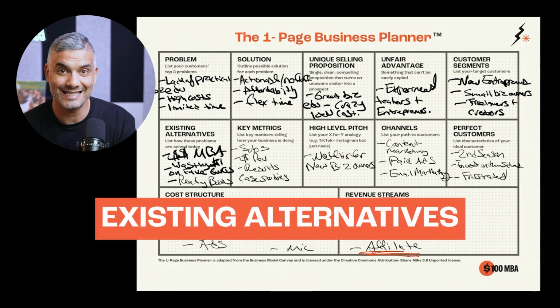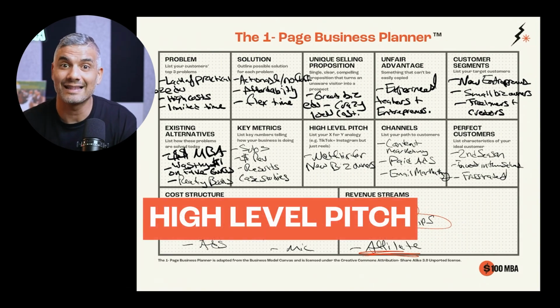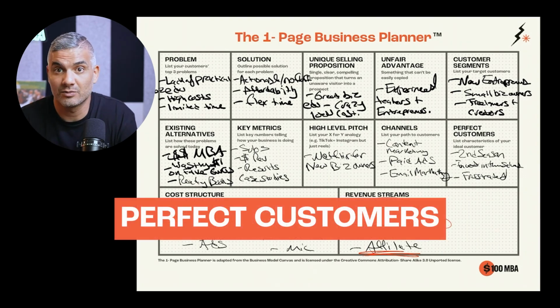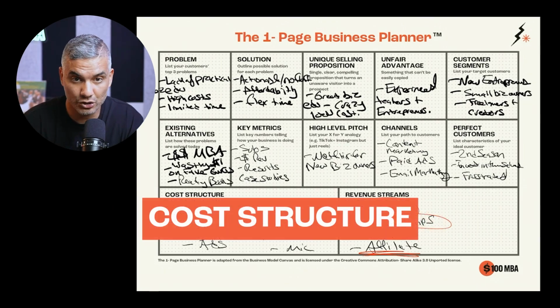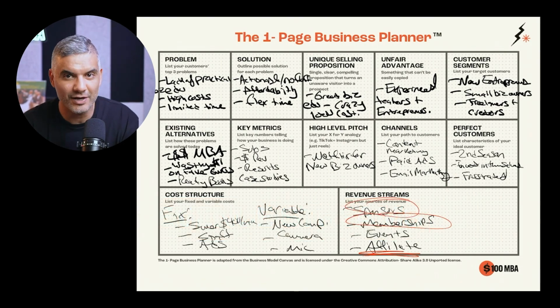Existing alternatives. What are some alternatives that people are looking for right now? Because your solution is going to be the solution instead of these. What are the key metrics you're going to be tracking to know if you're winning? High level pitch, one liner that you're able to describe what your business does. What are the channels you're going to go after so that you can grow your business, your marketing channels? What does your perfect customer look like? What are those attributes? And then cost structure, important, where your money is going to be spent, and then how you're going to make your money, revenue streams. Love it. So there you have it. Your one-page business planner is completed.